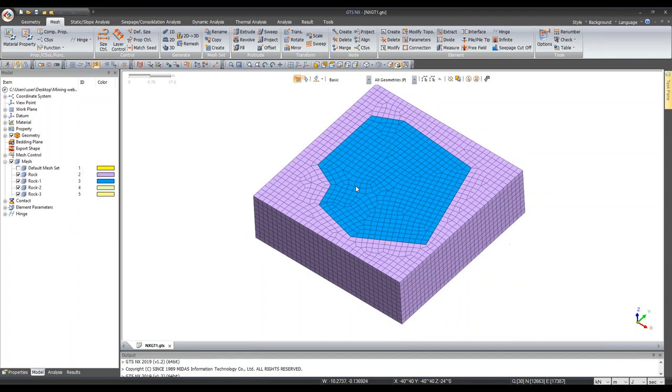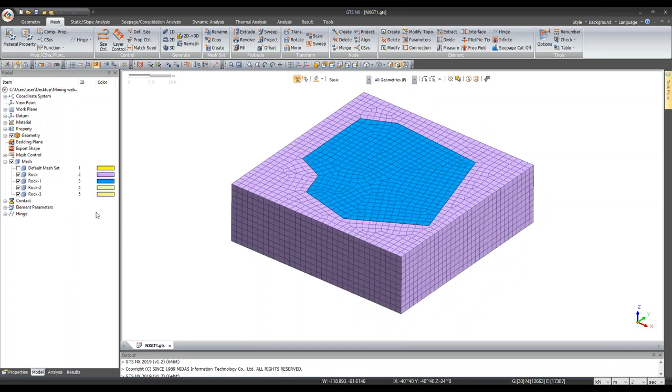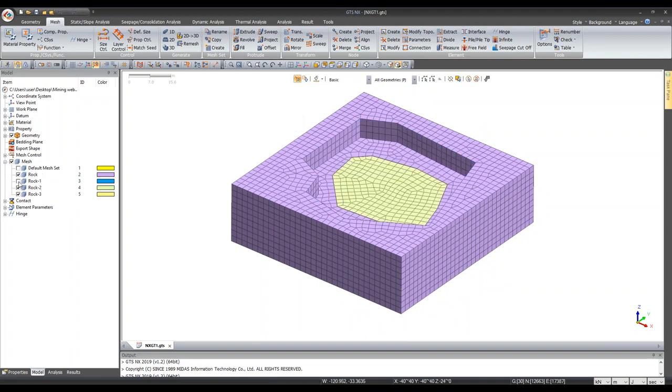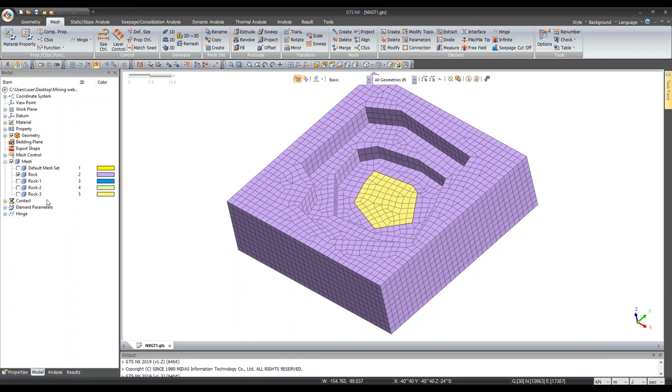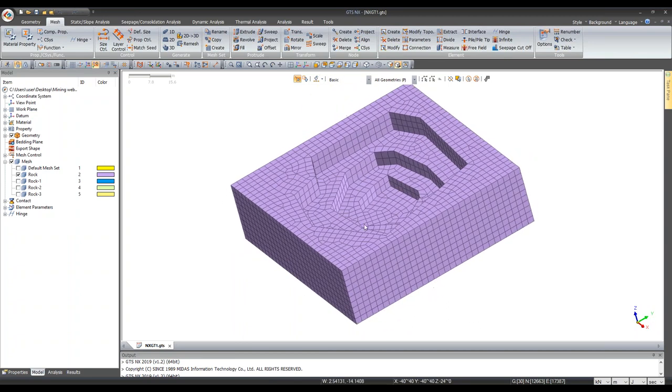So this is your tunnel. So this is your open pit. Basically, we have the entire granite rock. This is my first excavation, and this can be my second excavation. I'm having a third excavation. It's a very simple slope. And I'll be going to the next example, where we ran a slope stability analysis for an open pit mine as well.